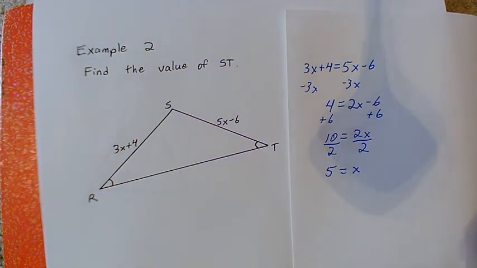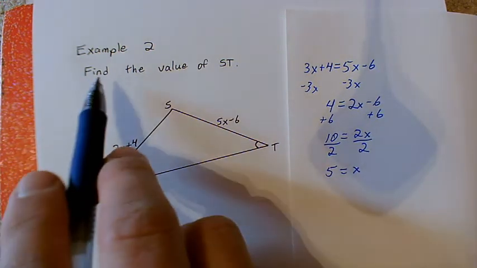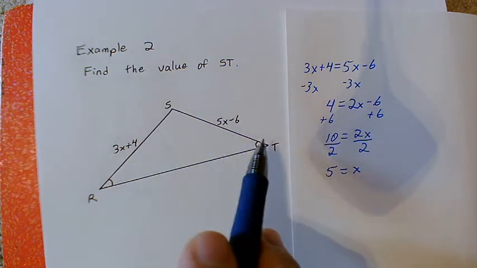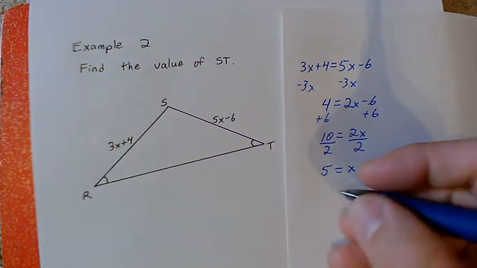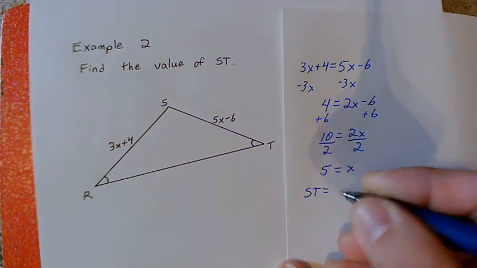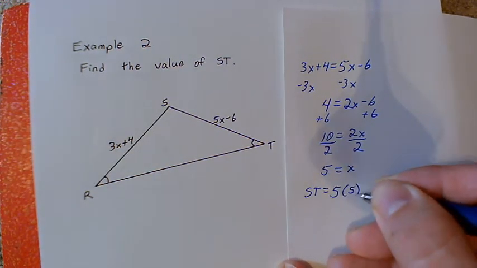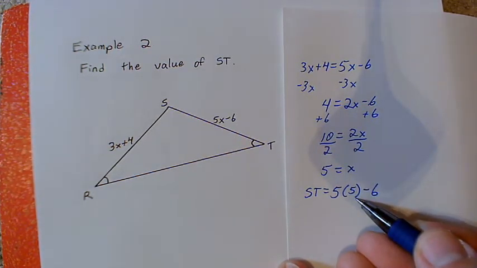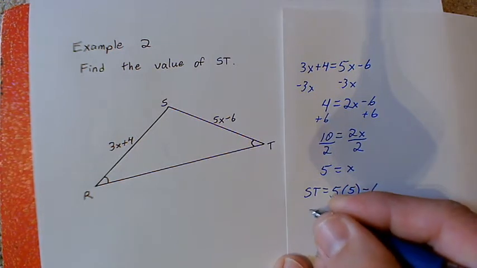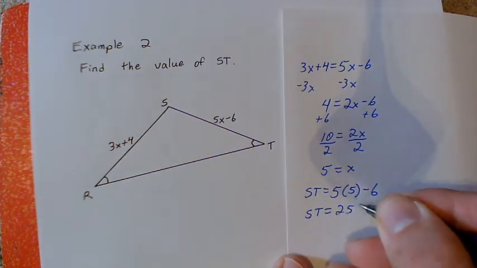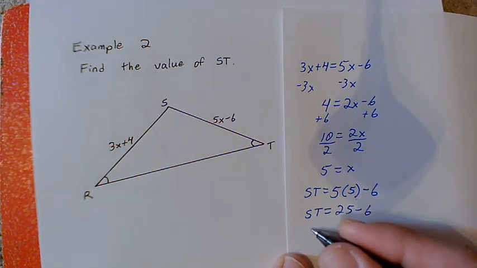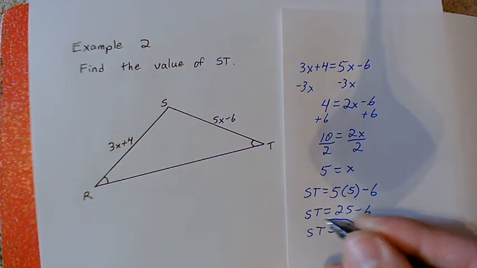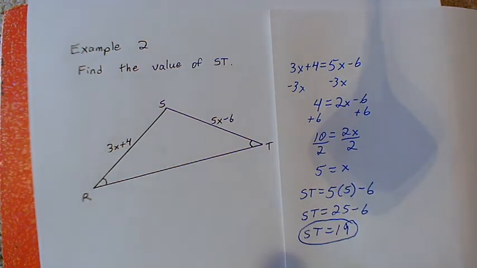Now, this is not completely finished here. The task at hand was to find the value of ST. So I do need to use the substitution property with that value of 5 to plug that back into the appropriate measure. So ST will equal 5x, which I now know is 5, minus 6. You can see I substituted the value of 5 in for x, and 5 times 5 is 25. And 25 minus 6 is 19. So ST equals 19. That's my true final answer on example 2.